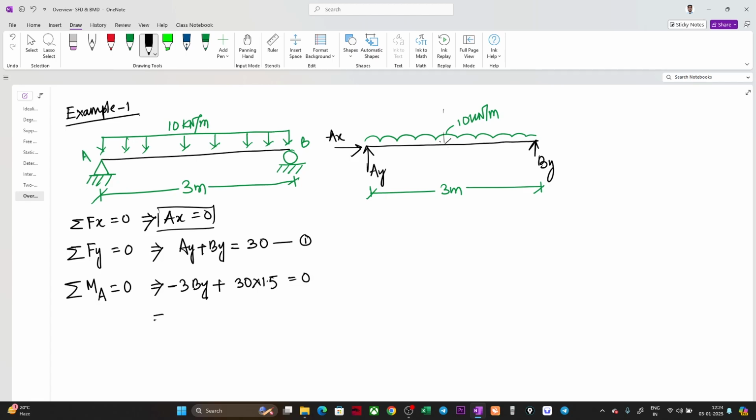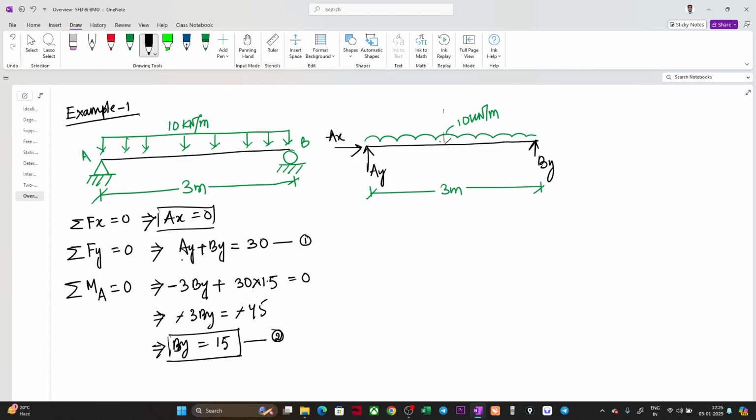So from here we can find out By. 30 into 1.5 is 45. Moving it to this side, minus 3 By equal to minus 45. The minus signs cancel, and By equals 15. So this is one value we've got. I will name it as equation 2.